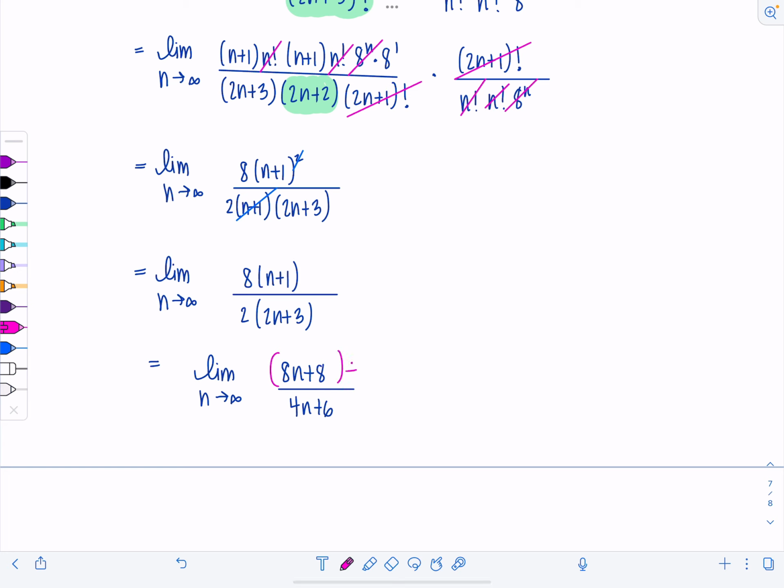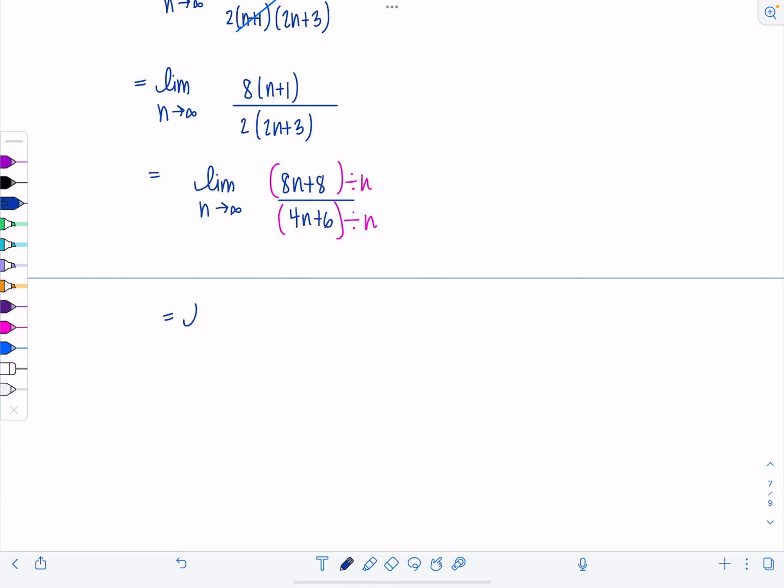If I divide everything by n, boom, we're almost done. This is going to be limit, n goes to infinity, (8 plus 8 over n) over (4 plus 6 over n). So then these guys go to 0, this goes to 0, and what do we have for our limit? 8 over 4, which is 2. Well, what does that tell me? Remind yourself, what test did we do? We did ratio test. So I always compare the limit to 1. This is bigger than 1.